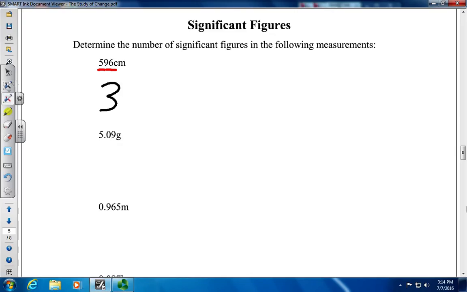Pretty simple. Again, we've got 5 and 9 are non-zero numbers, but bear in mind that one of our rules states that zeros between non-zero digits are considered significant. So that 0 right there is also significant. So again, we have 3 significant figures. This one down at the bottom is 0.965, 3 significant figures. Again, non-zeros are always significant.